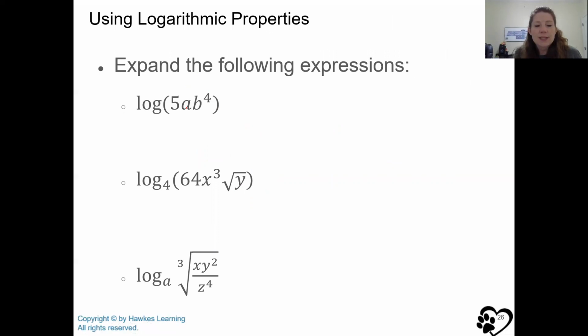All right, so let's look at the first one. So the first thing I notice is this is log base 10. So remember, when there's not a base, it's automatically base 10. You either get to write it or you don't have to. Either is fine, only with the base of 10.